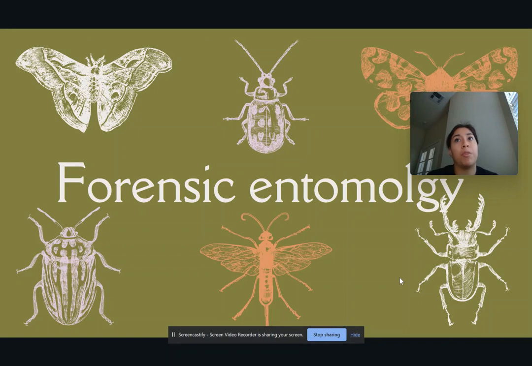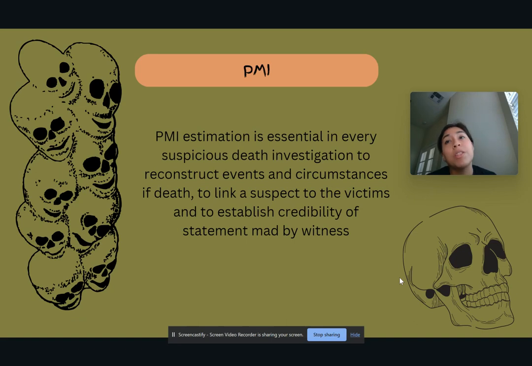Today I want to talk about forensic entomology. The first question you may ask is, what is forensic entomology? Forensic entomology is the study of insects or arthropods, specifically necrophagous insects, which are insects that feed on other animals. The forensic part comes in because necrophagous insects can be used to determine an estimation of PMI, a post-mortem interval.